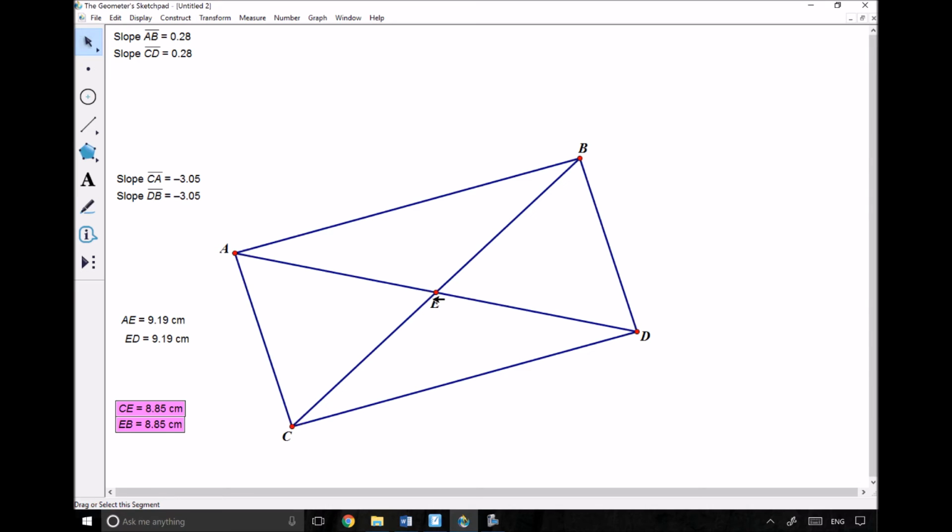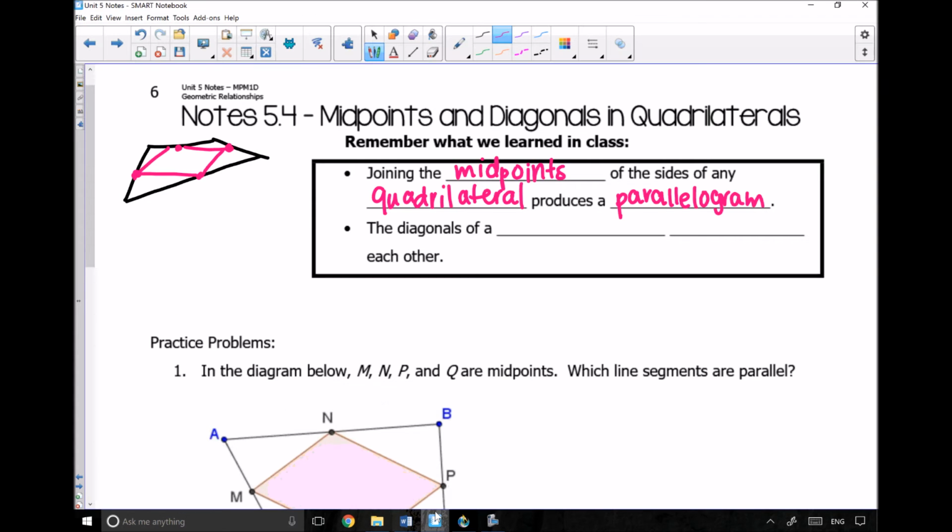So it's very clear that E is the midpoint of AD, and E is also the midpoint of CB. Basically what it means is that my two diagonals are going to bisect each other, or cut each other in half. So let's go ahead and write that out.